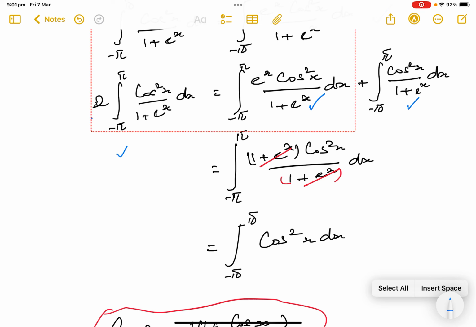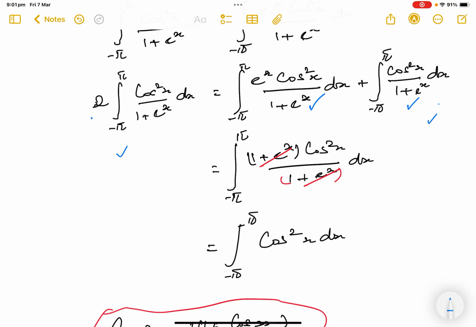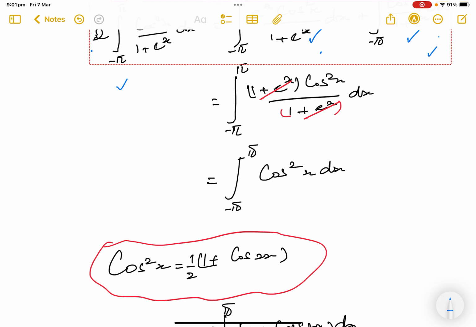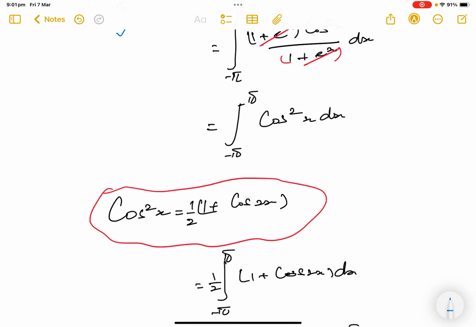So the LCM is 1 plus e to the power x. Here the denominator is 1 plus e to the power x. Therefore, we can add the tops. In the top, cos squared x comes out common: 1 on this side and e to the power x from this. So 1 plus e to the power x times cos squared x. The denominator 1 plus e to the power x, so we can cancel out. So what we have now is just the integral from minus pi to pi of cos squared x. Right, cos squared x we can't integrate directly, so we need to turn it into a multiple-angle function.